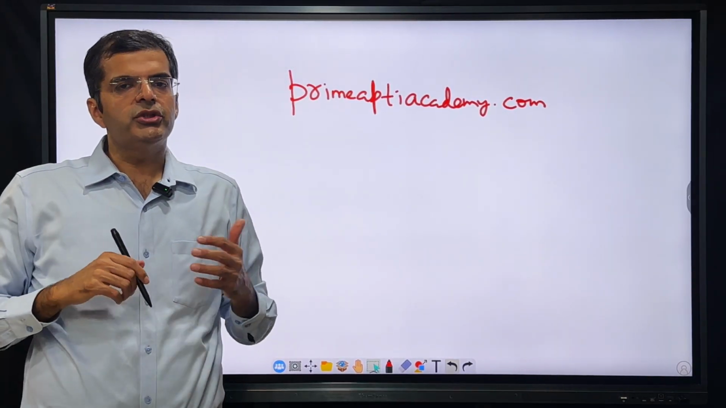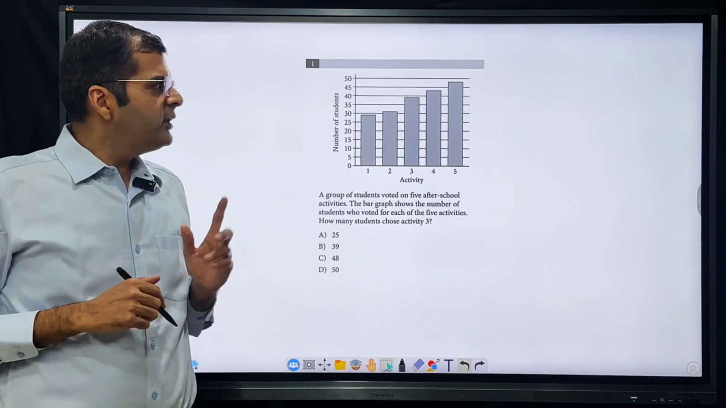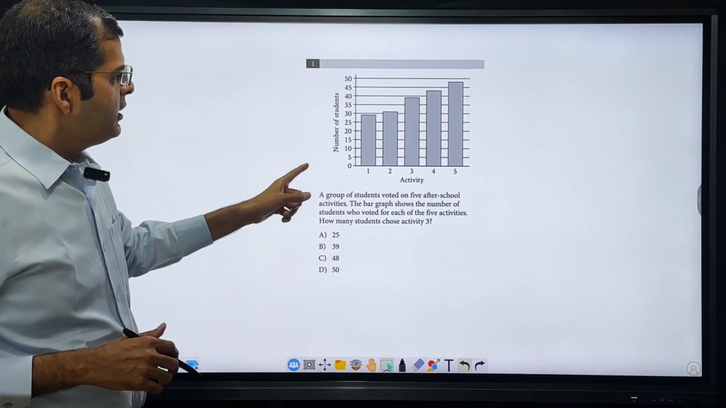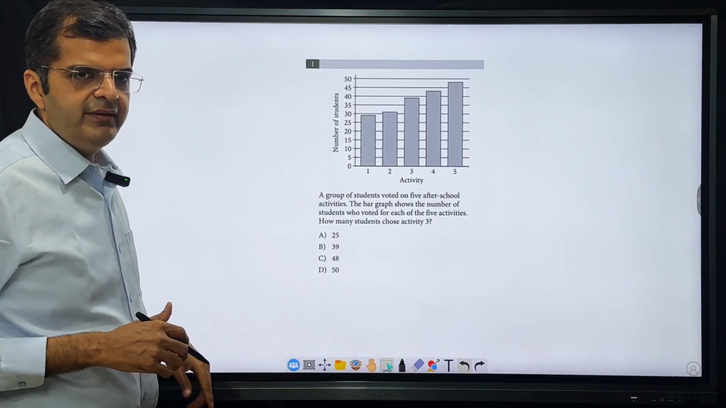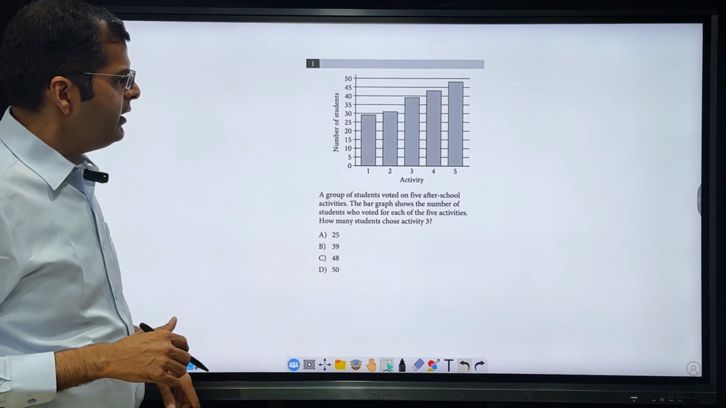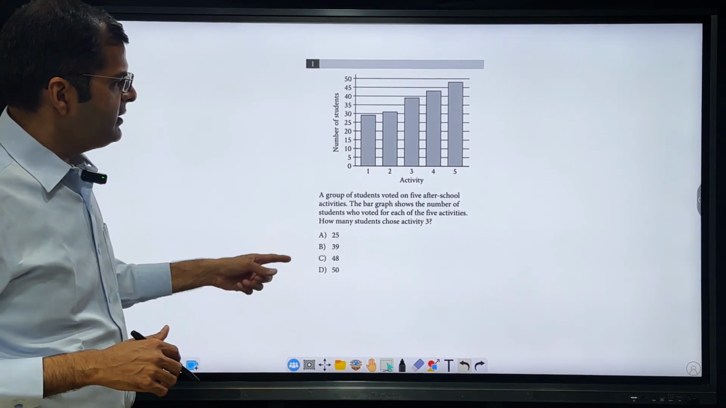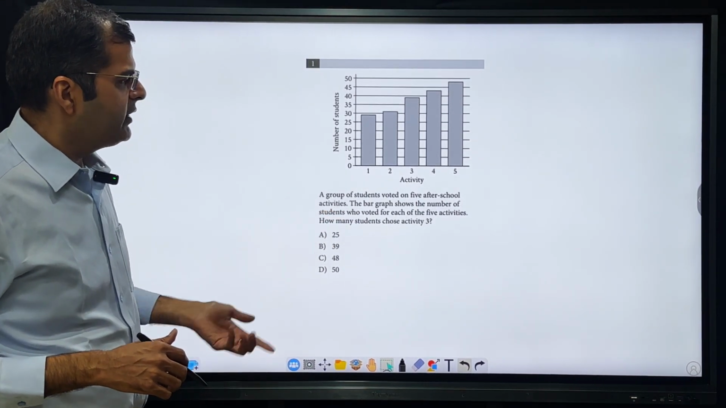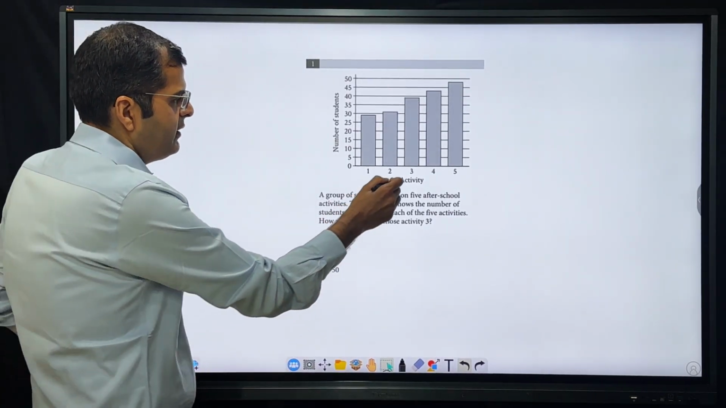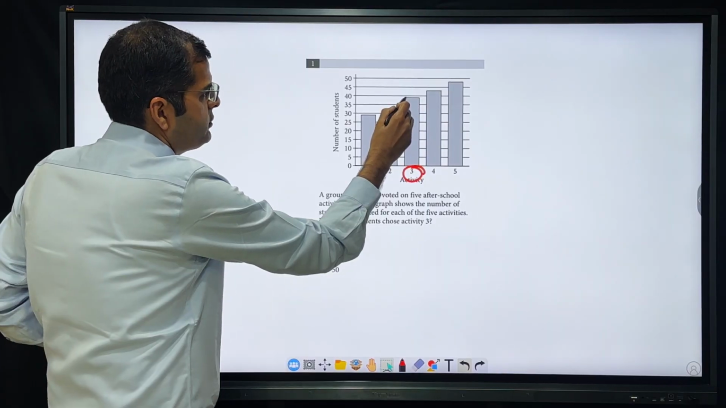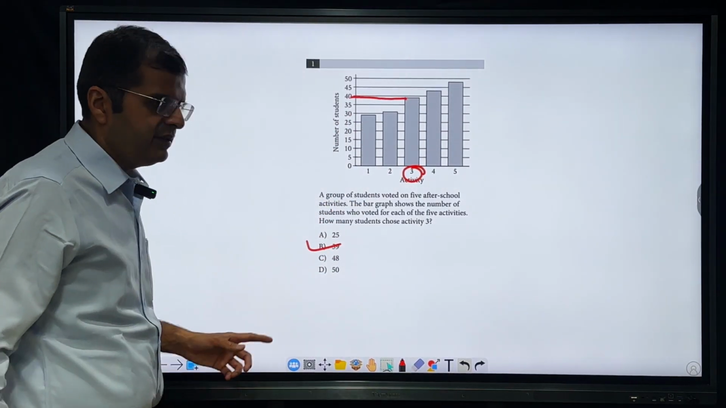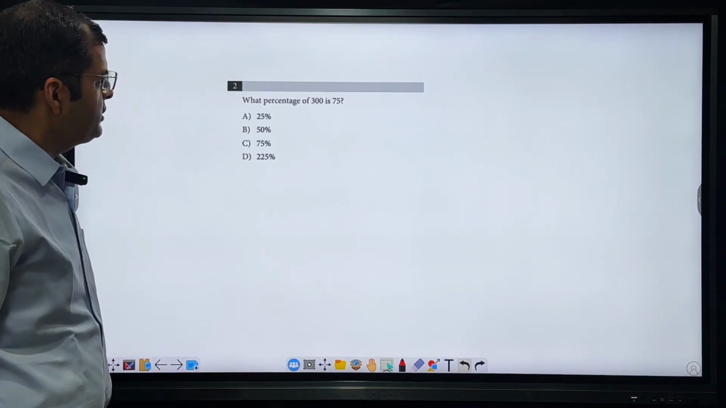Now we begin the solutions to this practice test. So this is the first question. It's a pretty straightforward question. We see the graph here, number of students on the y-axis and activity on the x-axis. It says a group of students voted on 5 after-school activities. The bar graph shows the number of students who voted for each of the 5 activities. How many students chose activity 3? This is activity 3. So how many students chose it? Just less than 40. This is option B, 39. That is the answer.